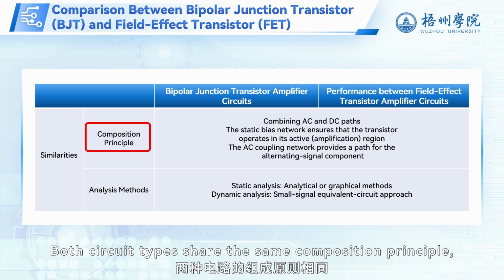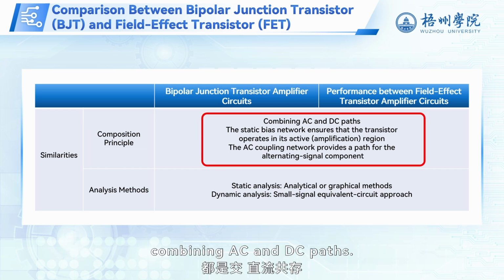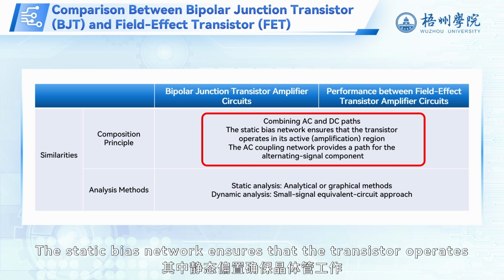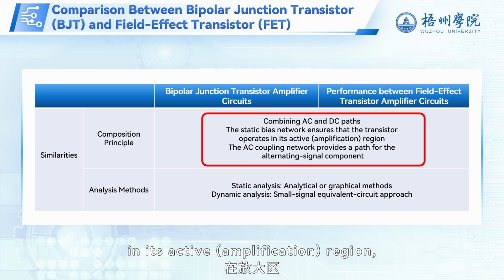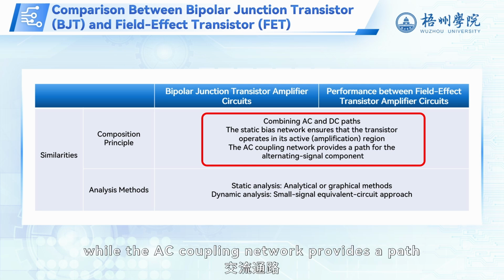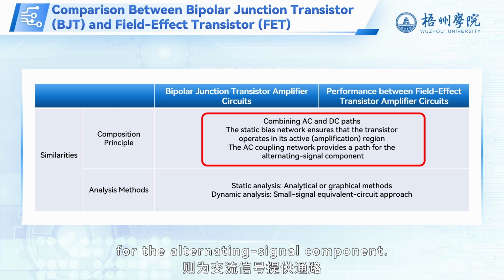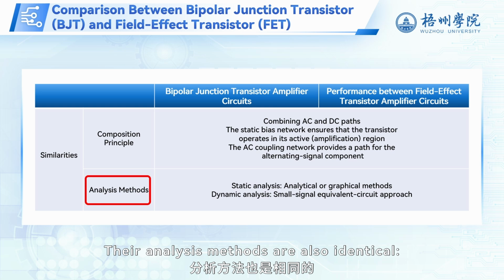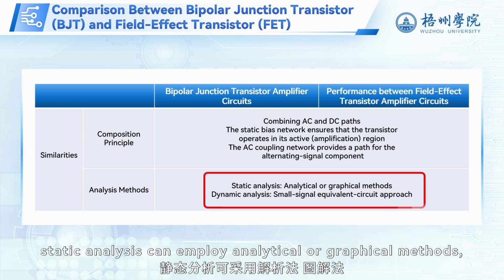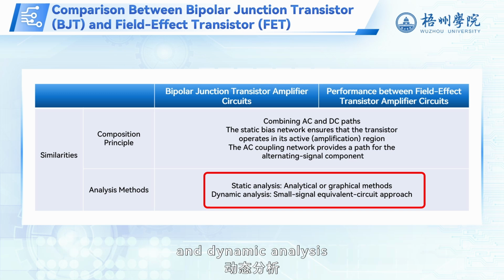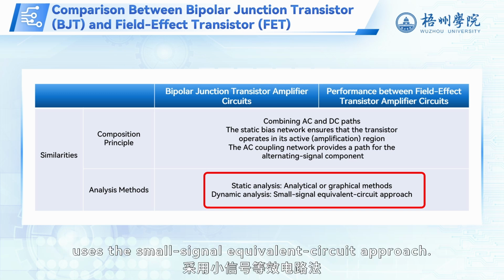Both circuit types share the same composition principle, combining AC and DC paths. The static bias network ensures that the transistor operates in its active amplification region, while the AC coupling network provides a path for the alternating signal component. Their analysis methods are also identical. Static analysis can employ analytical or graphical methods, and dynamic analysis uses the small signal equivalent circuit approach.